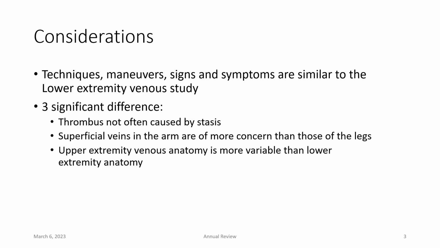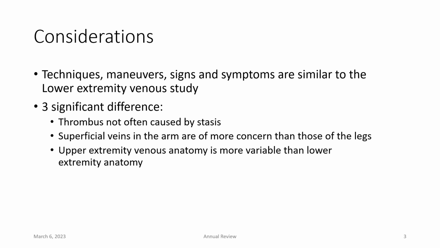So considerations when we're scanning our upper extremity, techniques, maneuvers, signs, and symptoms are going to be similar to the lower extremity venous study, but not exactly the same. So we're going to find slight differences here, but once you're familiar with what you're expecting to see, you can feel a lot more confident in your scanning.